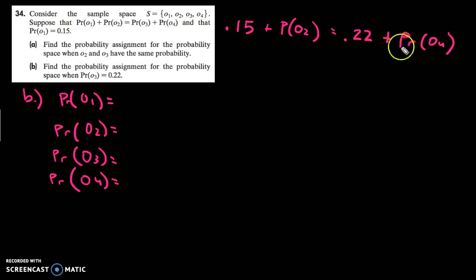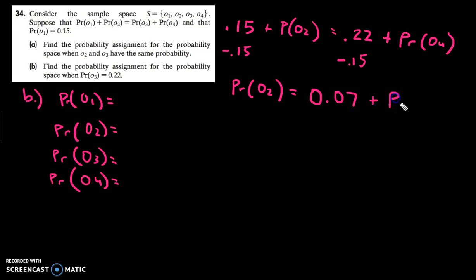Okay, so I still have 2 unknowns, this one and this one. I could get some of the stuff on the same side of the equation if I wanted to. Maybe I'll subtract 0.15 from both sides. So the probability of outcome 2, 22% minus 15% is what, 7%? So if, say later, I figure out outcome 4, I know that the probability of outcome 2 is 7% more than the probability of outcome 4.